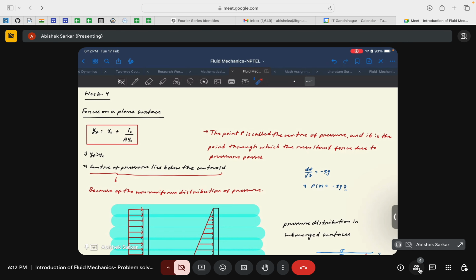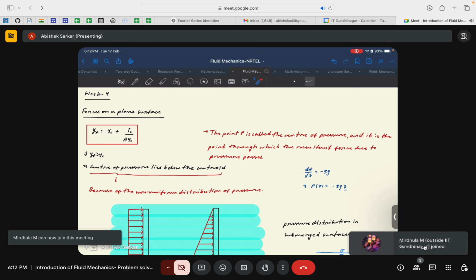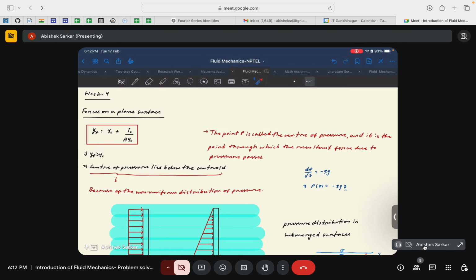So the governing equation is given by this red box, which is yp is equal to yc plus Ic by A yc. And just to show here, yp here is the center of pressure. We will come to what center of pressure really means. And yc here is the centroid of the object. Ic is the moment of inertia with respect to the relevant axis of rotation. With respect to the particular problem, we will see which axis of rotation we should consider to evaluate the moment of inertia. A is the area of the submerged body, and yc is again the centroid of the object.